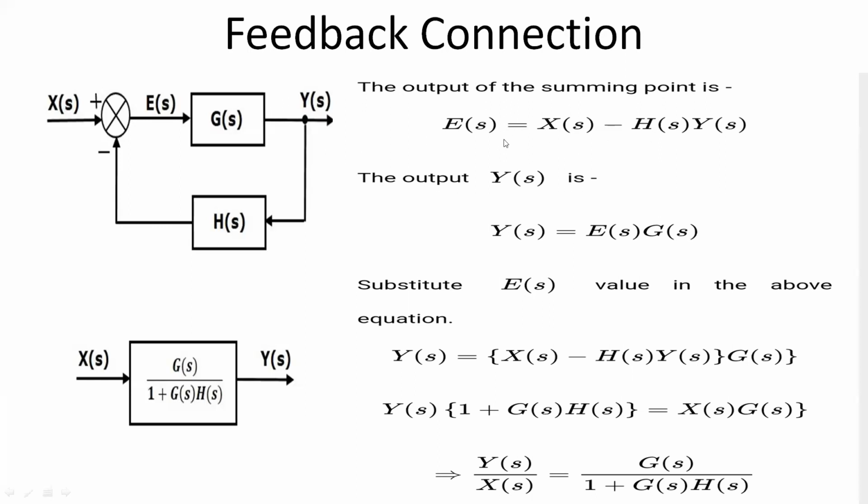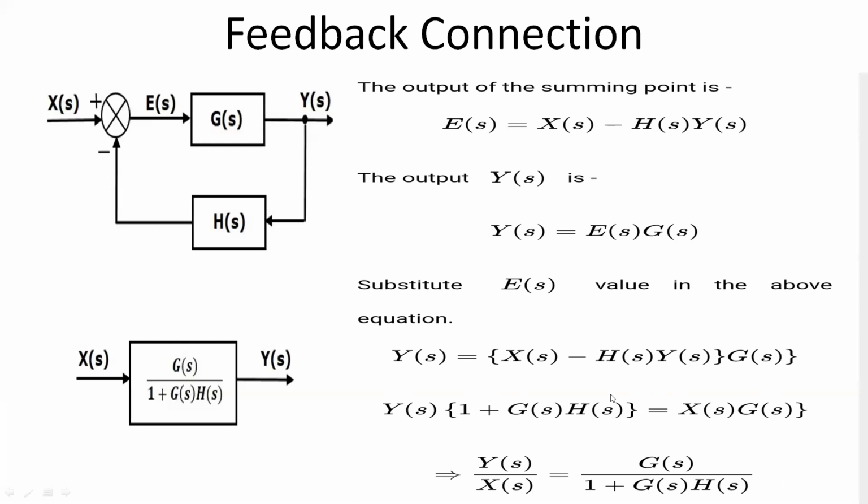The output of the summing point E(S) here is equal to X(S) minus H(S) into Y(S), whereas the output Y(S) is G(S) into E(S). Okay, so if we substitute E(S) = X(S) minus H(S) into Y(S), this is what we get finally: Y(S) is equal to X(S) minus H(S) into Y(S), into G(S).